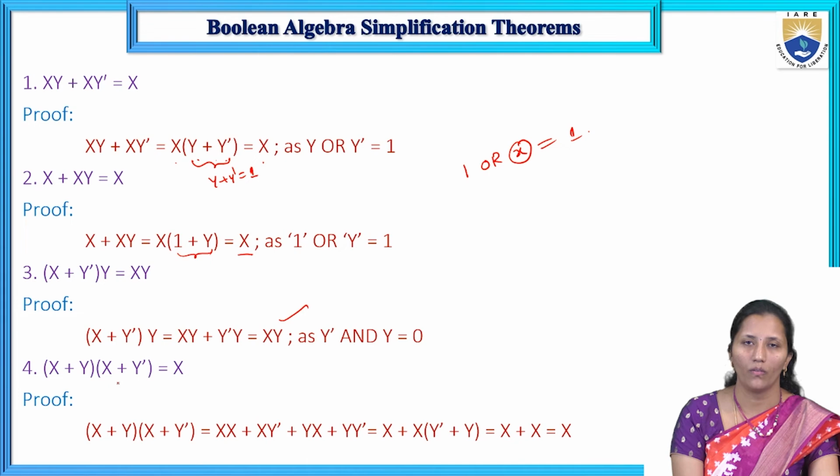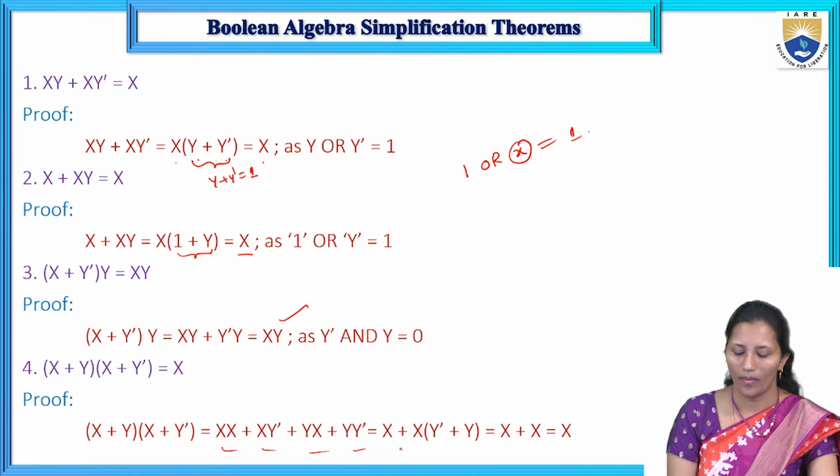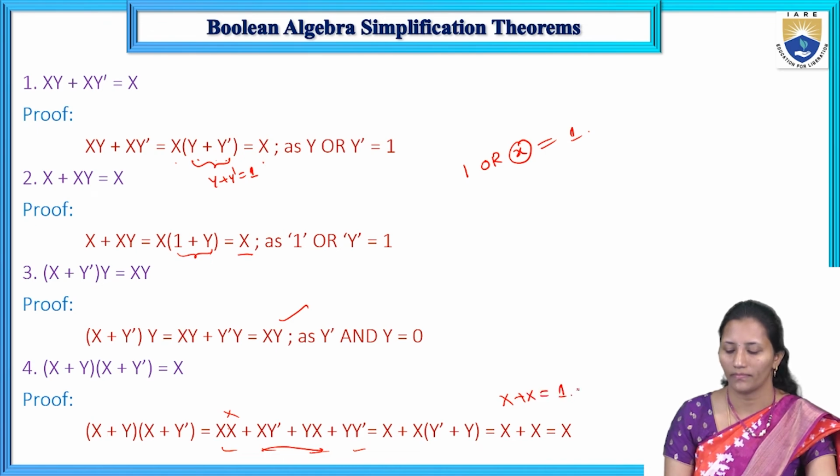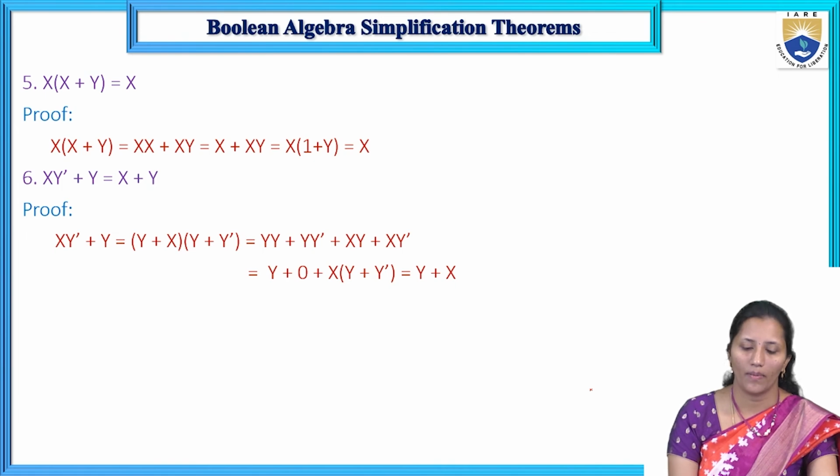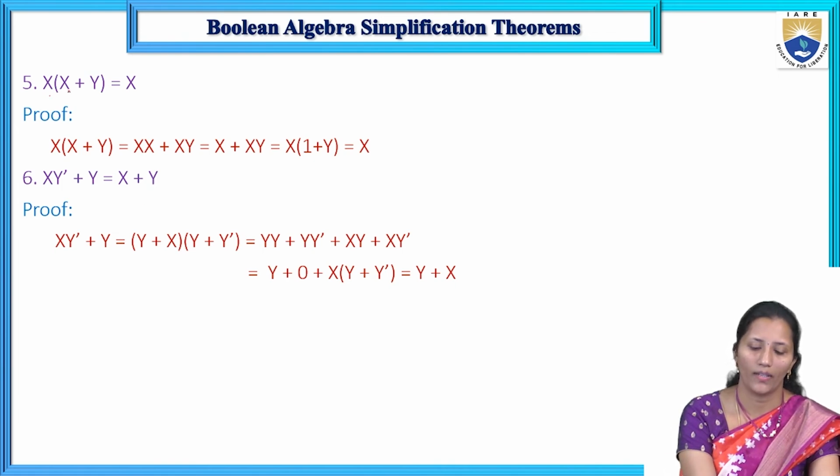x plus y into x plus y bar is equal to, multiply these terms, four product terms we will get here. Take the common term x, so x into x is x, xy bar, yx bar, y into y bar, that is 0. So take the common term in these two, x, y plus y bar, that is 1. So here we are going to get x plus x, that is x.